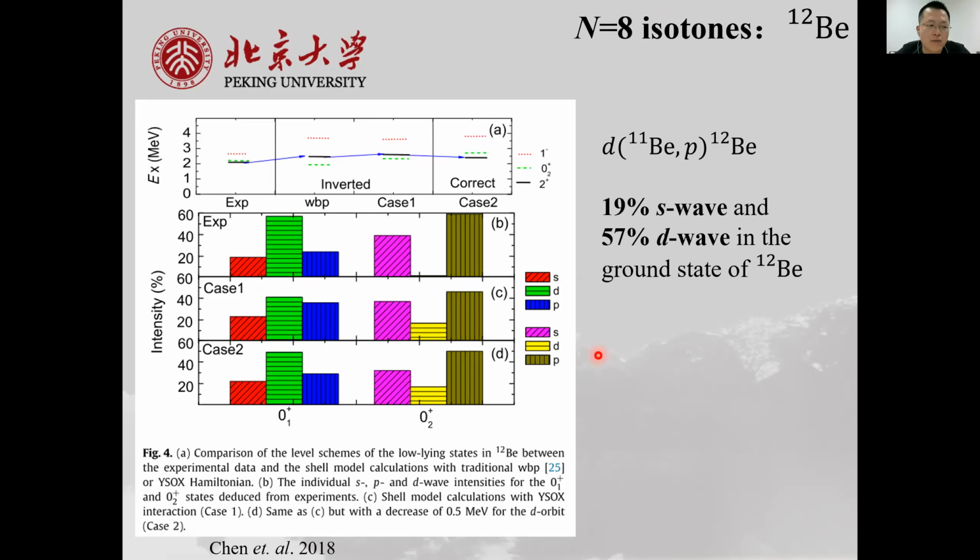In the nucleus with one more proton, namely beryllium-12, the S wave component decreases to 19%, whereas the D wave intrusion was found to be dominant. This is the result obtained by our group a few years ago. The sudden increase of the D wave component in the ground state of beryllium-12 may be associated with the pairing interaction and deformation of the core.